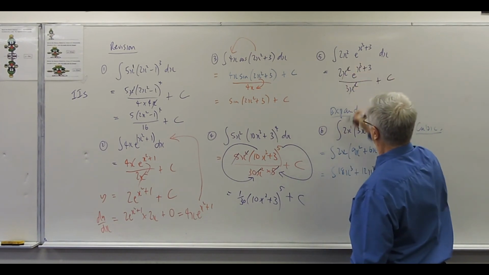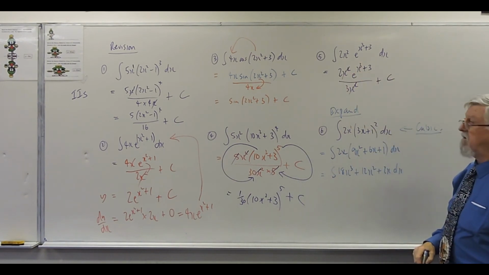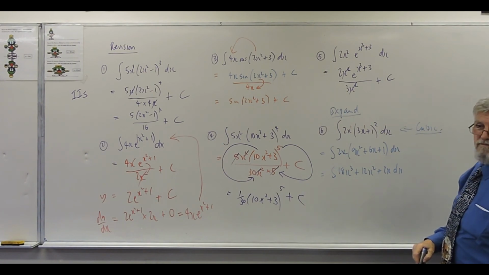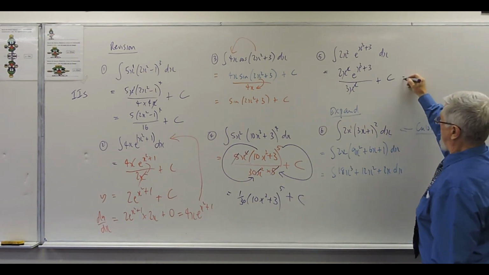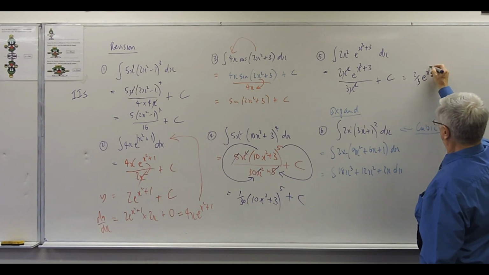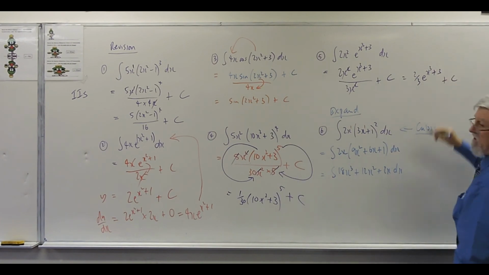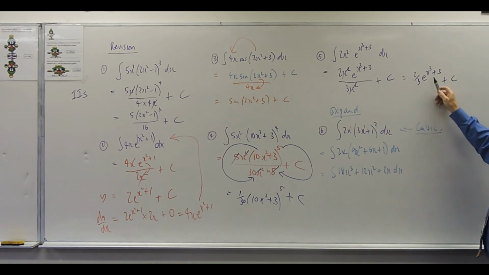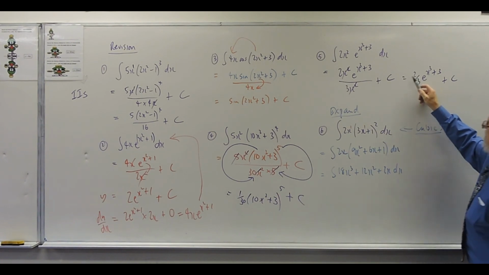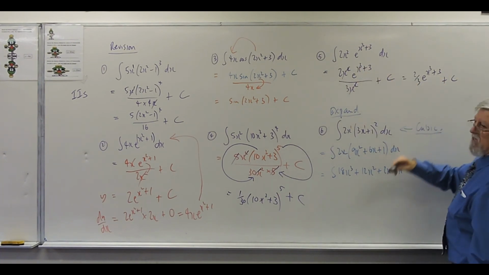Question's done? I thought you did like the full thing. You don't need to. That's it. So the answer is just 2/3 of e to the x cubed plus 3, plus c. If I reverse the process, the 3 will cancel with that and I'll be left with a 2x squared and that stays the same. Question's done?